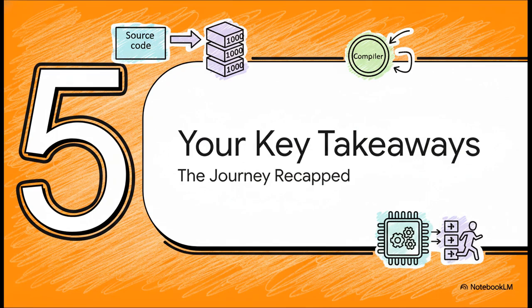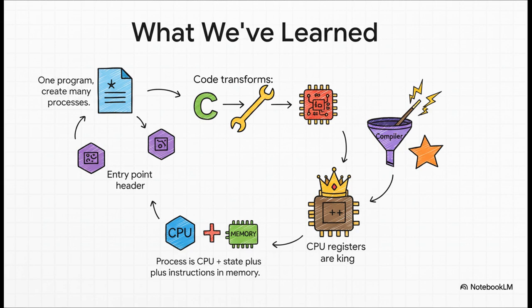All right, that was a deep dive. So let's zoom out and recap the big ideas, the things you really want to remember from all this. First off, one program file can spawn many different processes, each with its own life. Second, your code goes on a journey, from readable C to low-level assembly to pure machine code. Third, compilers are your best friend. They are incredibly smart and do so much optimization work for you. Fourth, remember that CPU registers are king. They're the fastest storage where the real work gets done. And finally, a running process is just this beautiful dance between the CPU state, its program counter and registers, and the list of instructions sitting in memory.